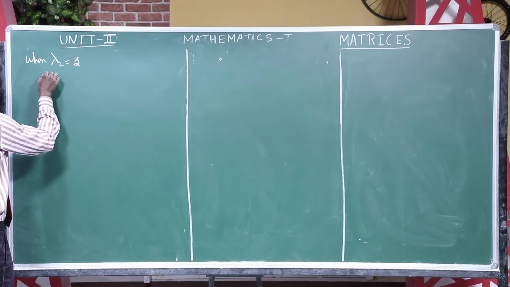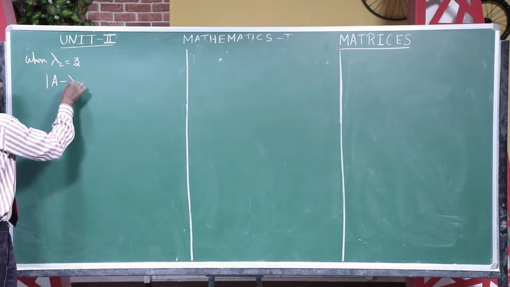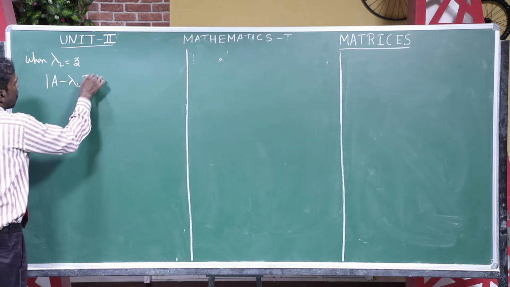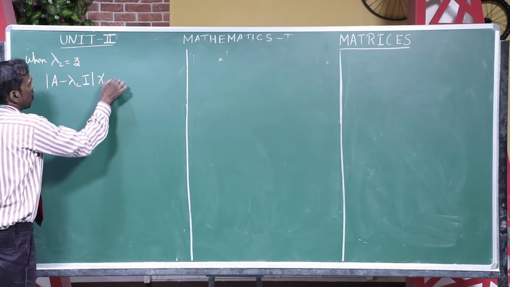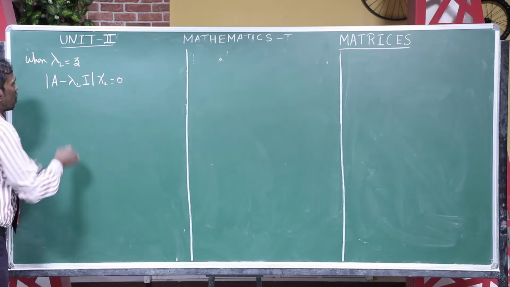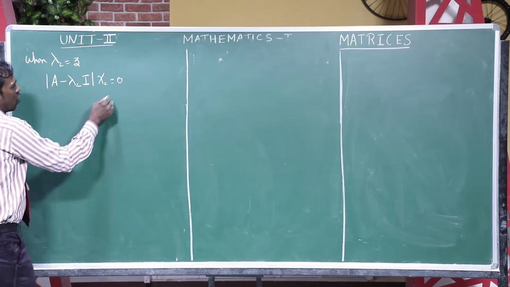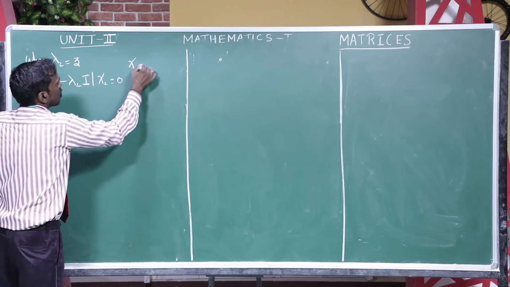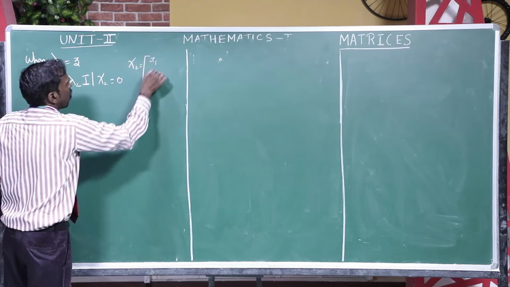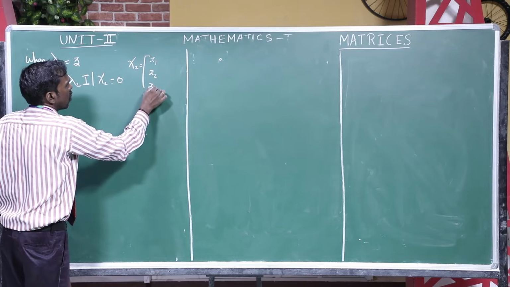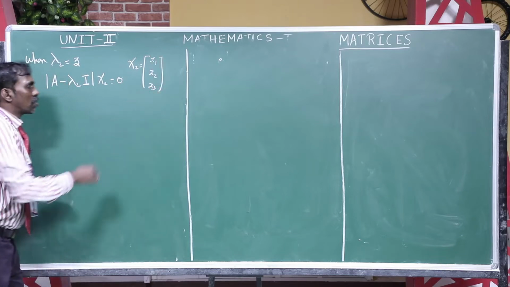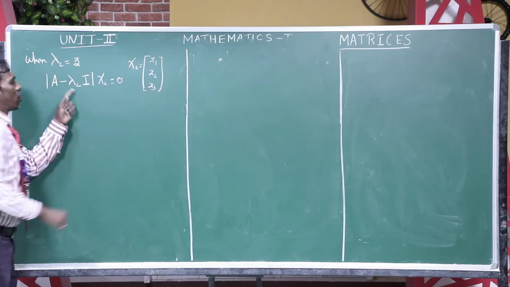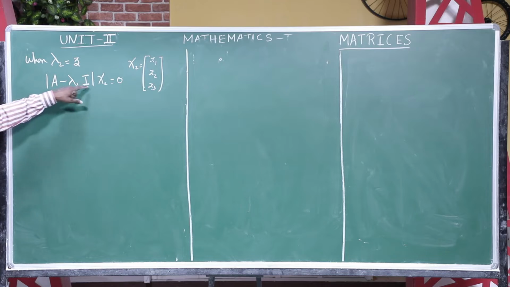So here the formula will be (A minus lambda 2 I) x2 equals 0. Here lambda 2 will be 3, we know very well. What about our x2? Capital X2 will be small x1, small x2, small x3, like that. Is it clear? Okay. Then we found A. Substitute A and lambda 2 capital I and the x2 vector. We form the equation, and we have to solve by the cross multiplication method.